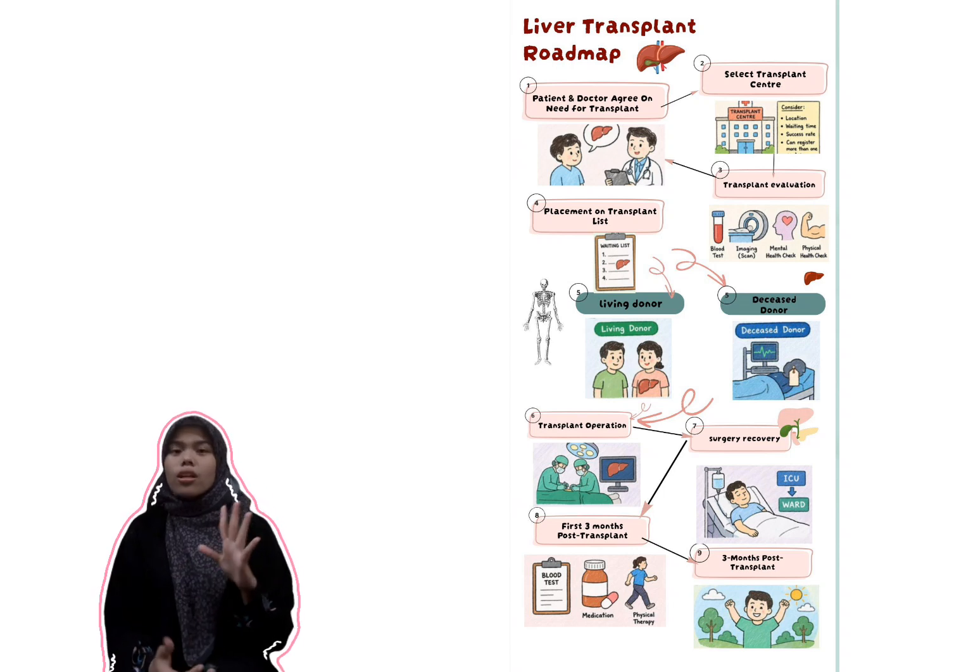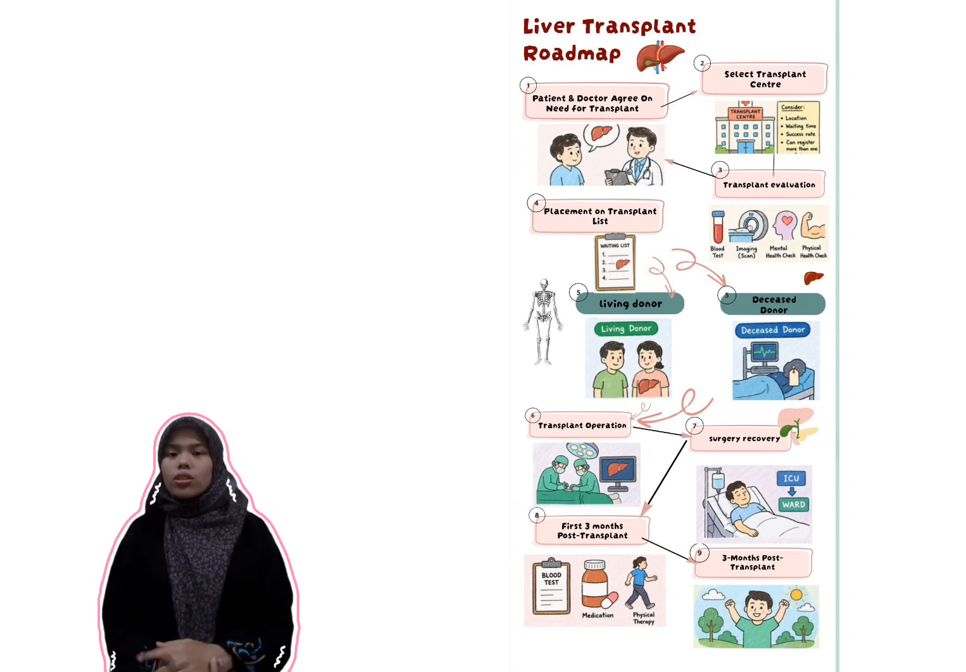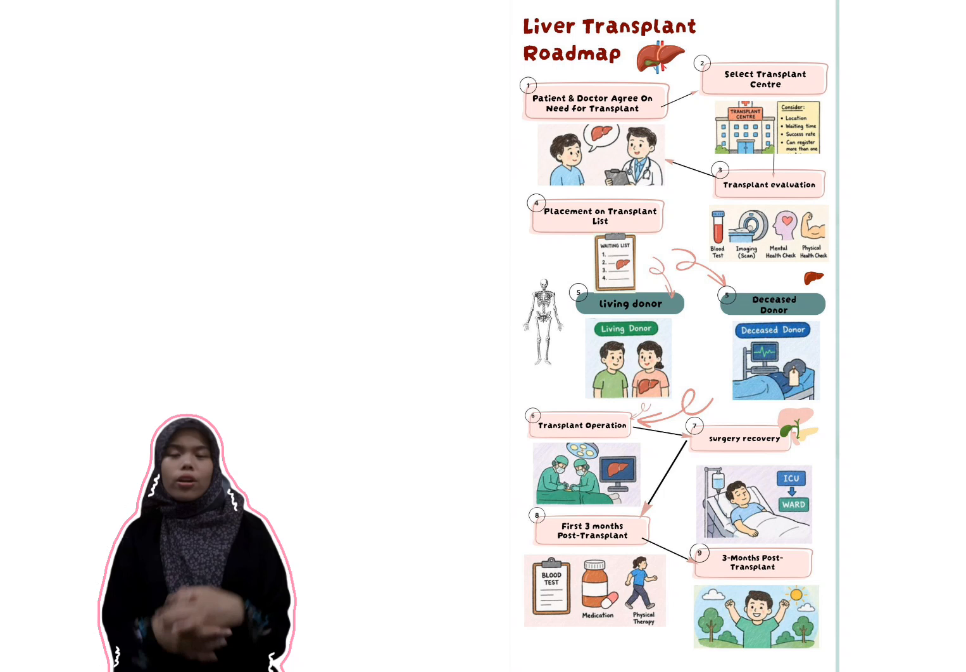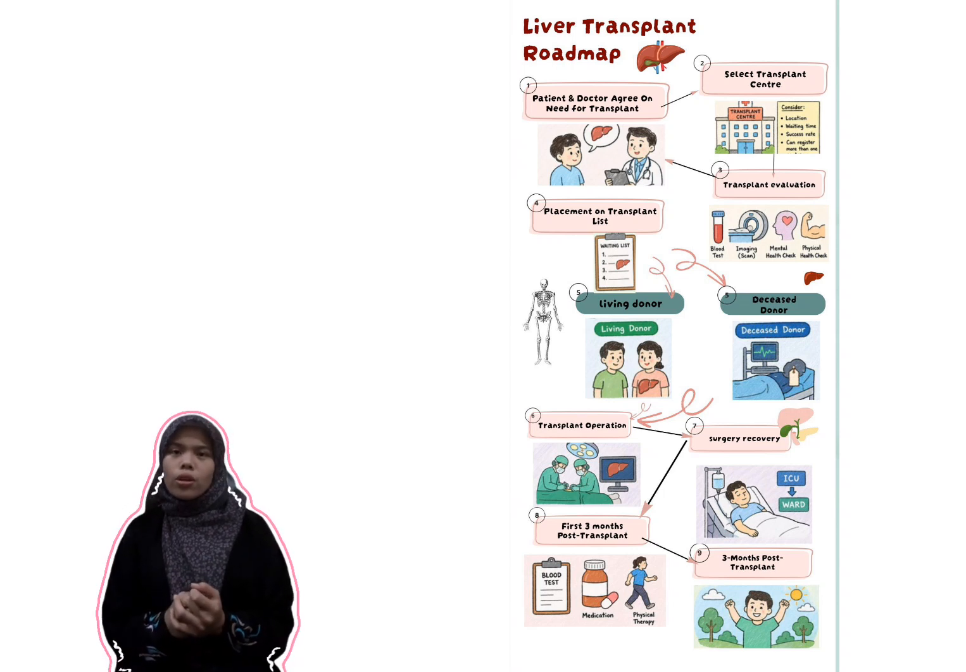In step 4, the patient is officially placed on the transplant list. In the US, for example, UNOS manages this process. Priority is not first come, first served. Instead, it is determined by the MELD score, which measures the urgency of the patient's medical condition.